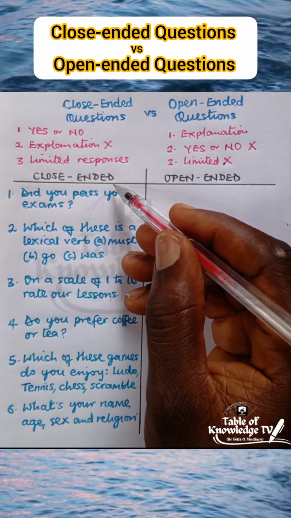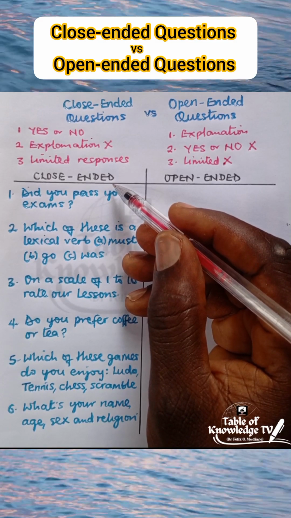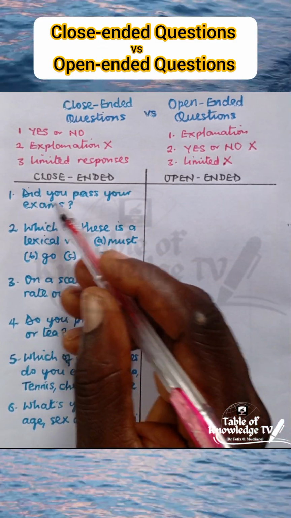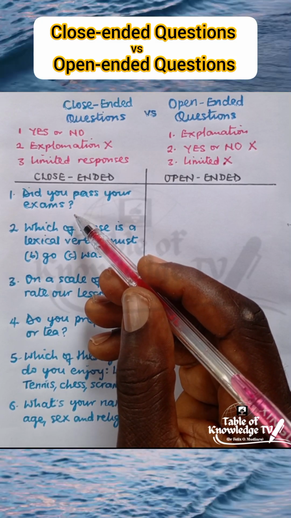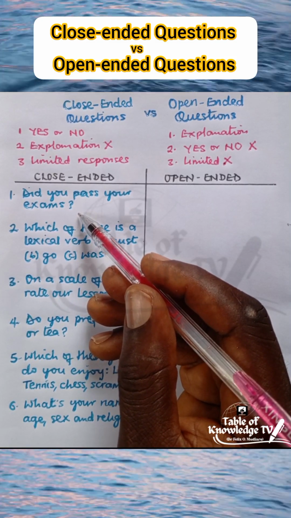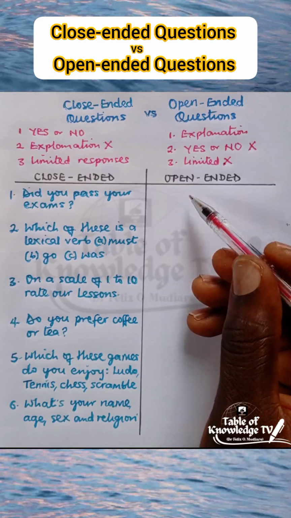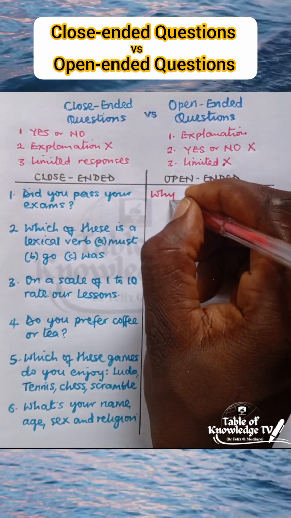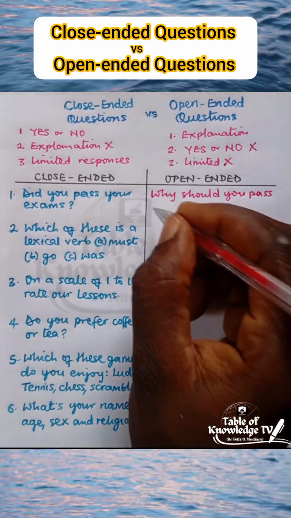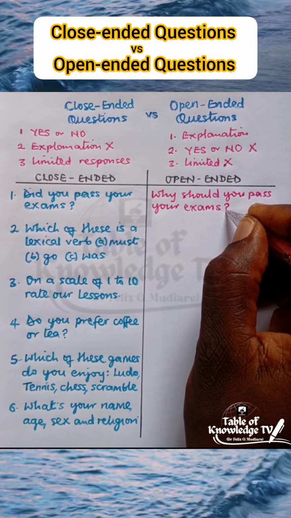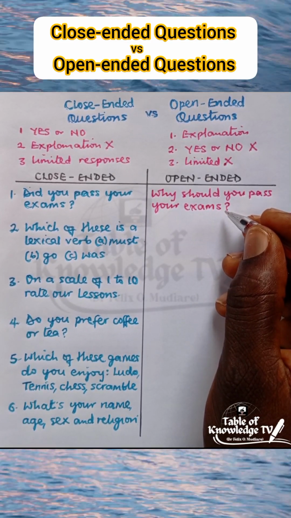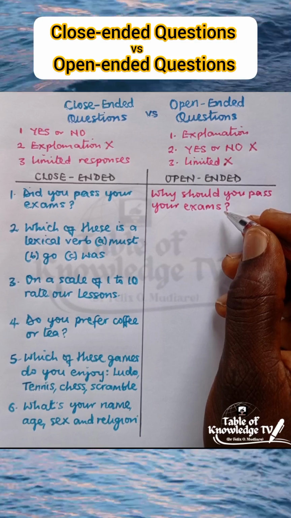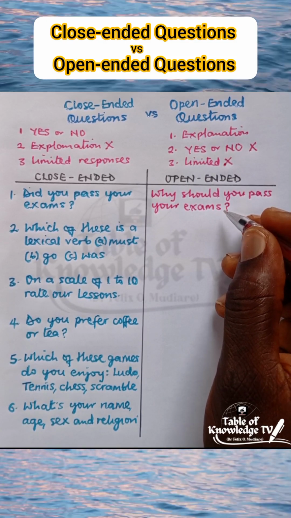Now, a close-ended question could be a yes or no question. For instance, did you pass your exams? The simple answer is yes or no. It doesn't require an explanation. Now let's have the open-ended version. Why should you pass your exams? Here you are required to provide explanation as to why you should pass your examination. It is an open-ended question.